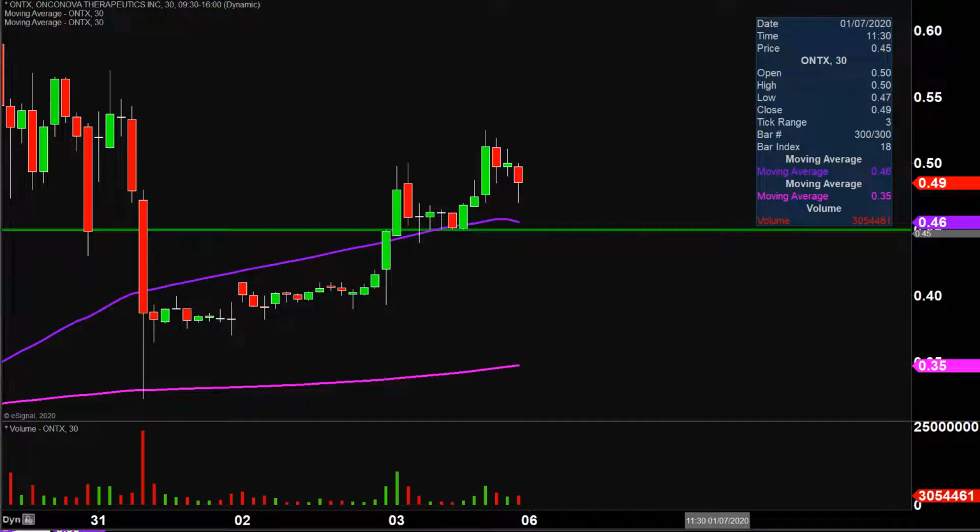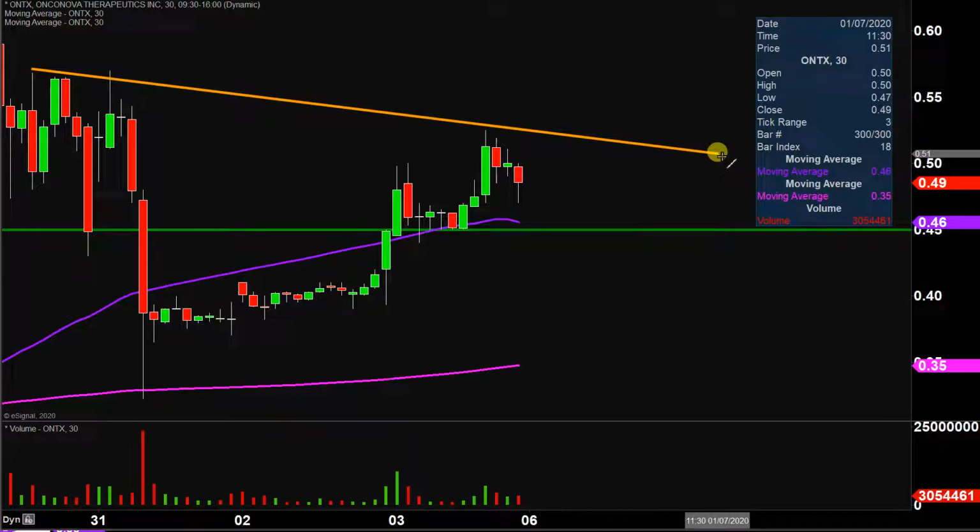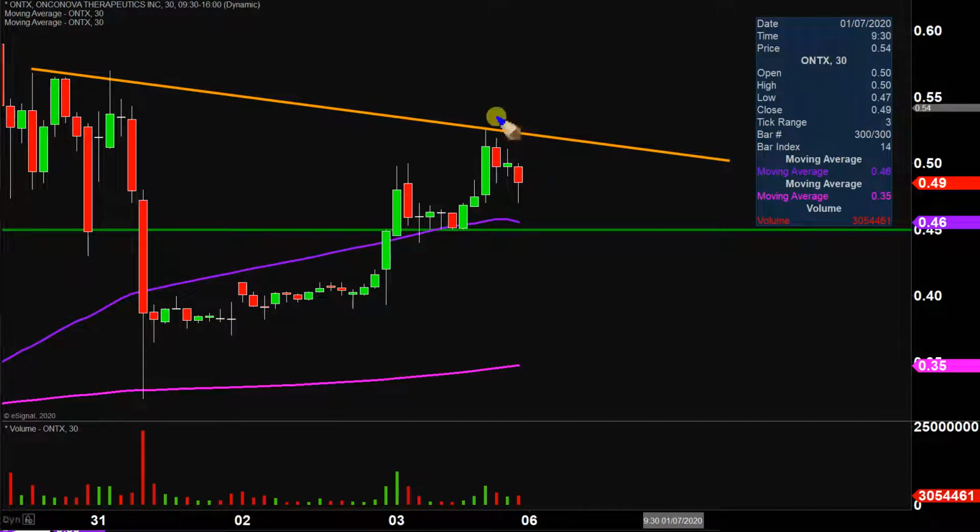Now, what about levels of resistance? What stands out to me and what I'm curious about going forward is this trend line here that's now begun to form. So you go back here and you can see that whenever the price got right up around that area, it's been acting as resistance. So let's see if the price can get the trend line break or not.